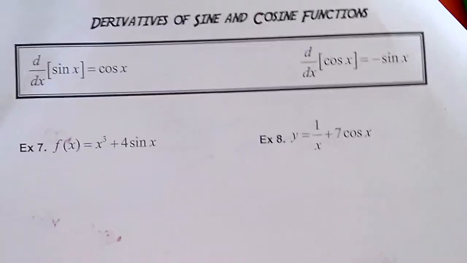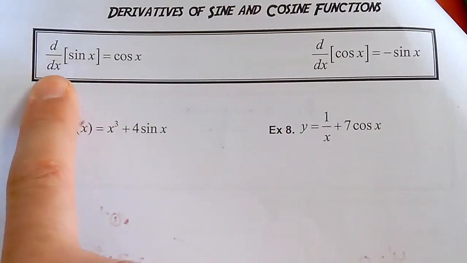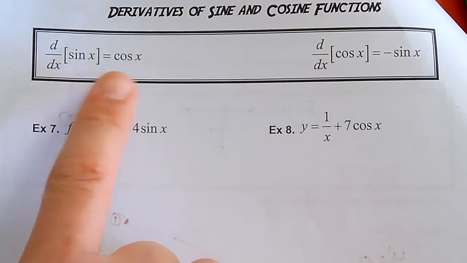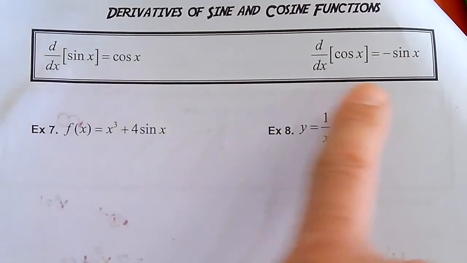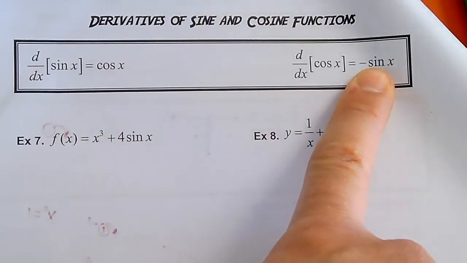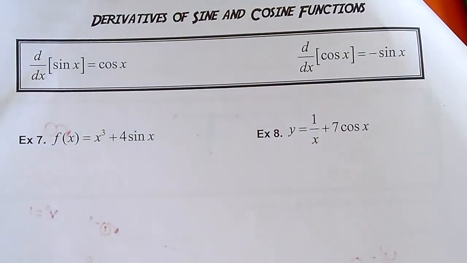We got derivatives of 2 trig functions that we should know. So the way you read this, guys, is the derivative of sine of x, and this is over dx. That means with respect to x. So we're going to take the derivative of sine of x with respect to x, and that's cosine. And this reads the derivative of cosine of x with respect to x is negative sine of x. So that's just 2 little rules you got to know. The derivative of sine is cosine. The derivative of cosine is negative sine. That's all.